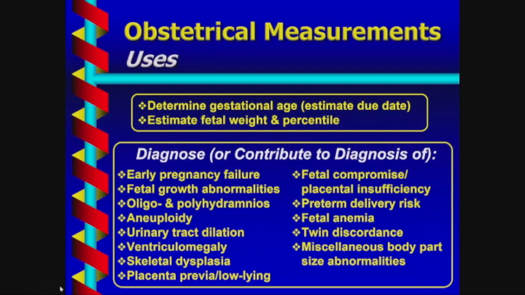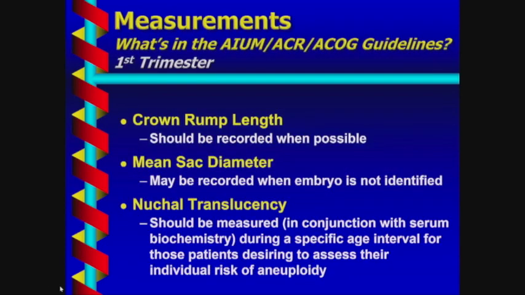And in particular, they diagnose or contribute to the diagnosis of many things: early pregnancy failure, as you heard, fetal growth abnormalities, assessment of fluid volume, and many other things. Since I only have 30 minutes, or actually 25 minutes because of the SAMs in the last 5 minutes, I will cover a fair number of these, but each one of them very briefly, to give you an overview of some of the key uses of measurements in obstetrical ultrasound.